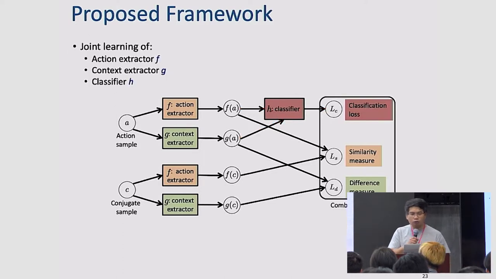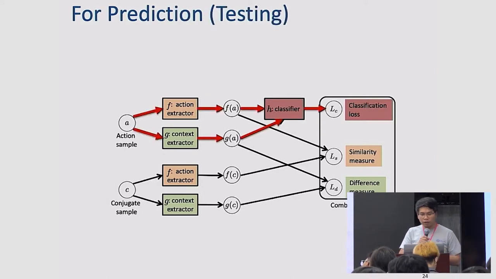Okay, so this is the framework for joint learning of the action extractor F, the context extractor G, and the classifier H. So this architecture has three networks, and there are three loss functions, all of which are trained together. For testing, we don't need the conjugate sample. We already have the action extractor and context extractor. We can just feed a video clip into this network, through the classifier, and get out the classification output.